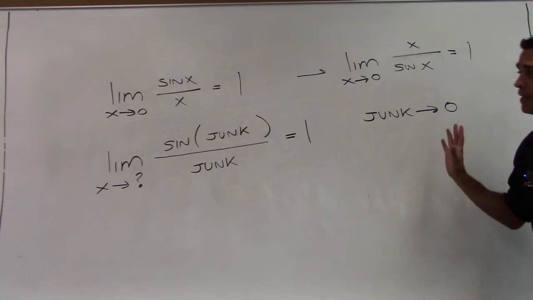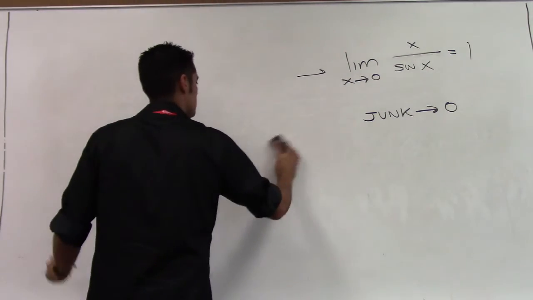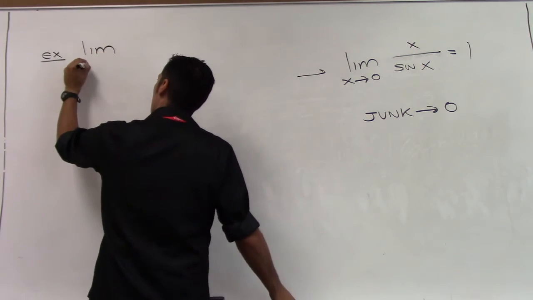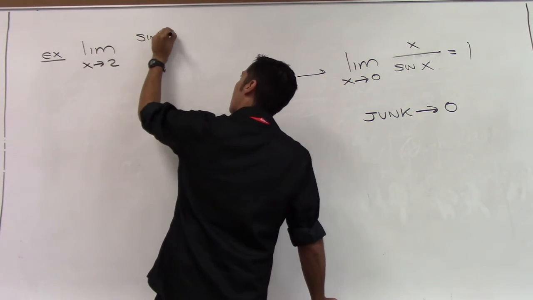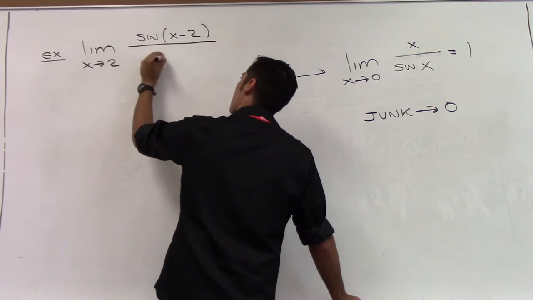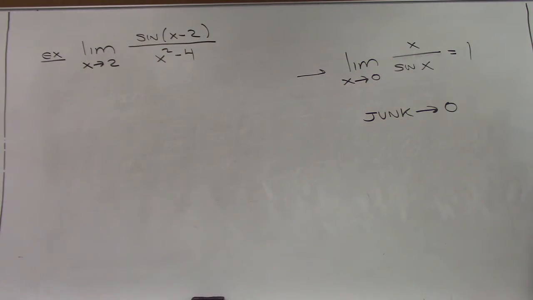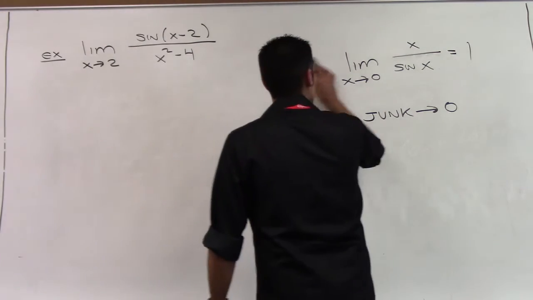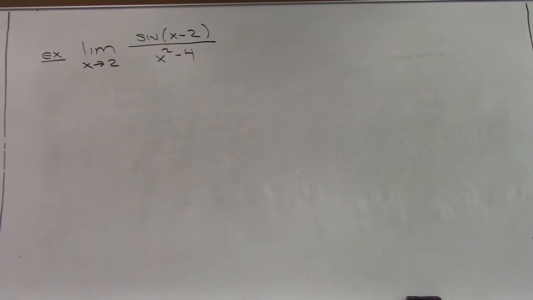All right, with that, let me do this quick example. What is the limit as x approaches 2 of sine of x minus 2 over x squared minus 4? What's the first thing you do when it comes to direct substitution?